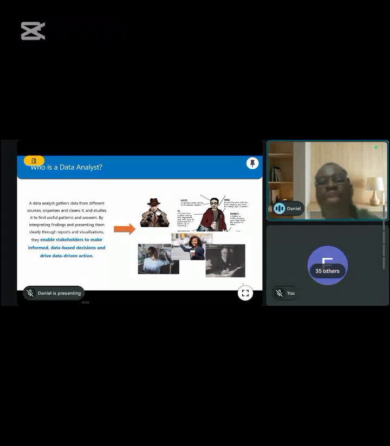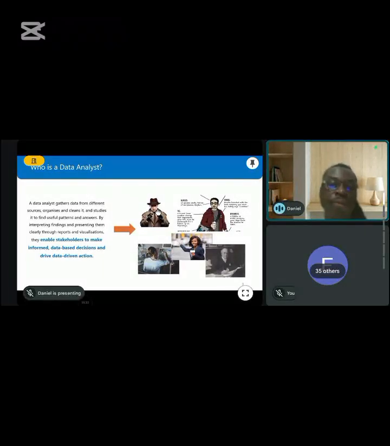And now when they find these useful answers and patterns, they don't just keep them in their pockets. They interpret these patterns and then they communicate them through reports and visualizations. All of these are activities that a data analyst carries out. It is not the aim or objective of data analysis. It is, again, a means to an end.